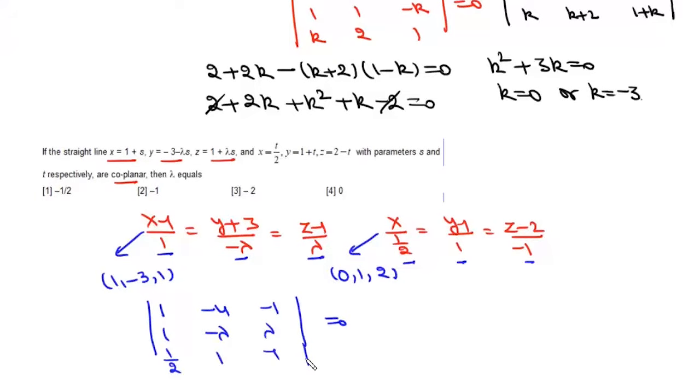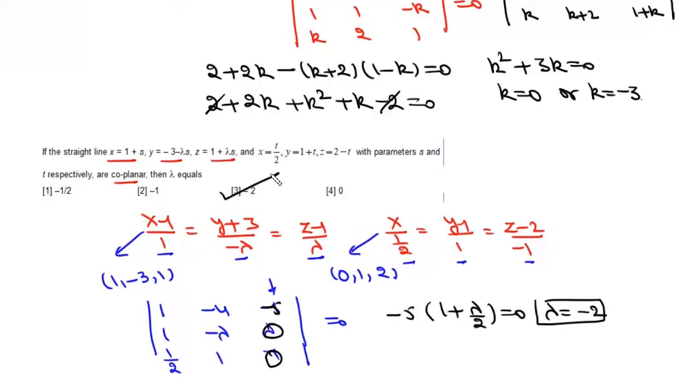Now what we'll do is write C3 as C3 plus C2. Now this is minus 4 minus 1, minus 5, minus lambda plus lambda is 0. Now this is also 0. Now we expand it about this third column. We can write this as minus 5 times (1 plus lambda by 2) equals 0. So the value of lambda must be minus 2, and that's your option 3.